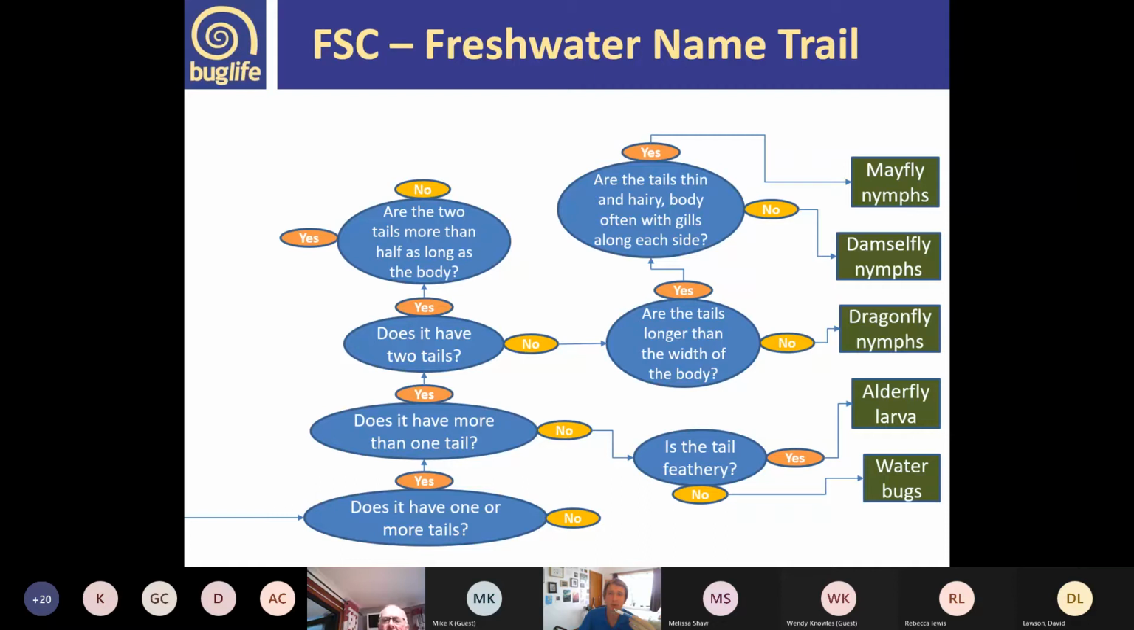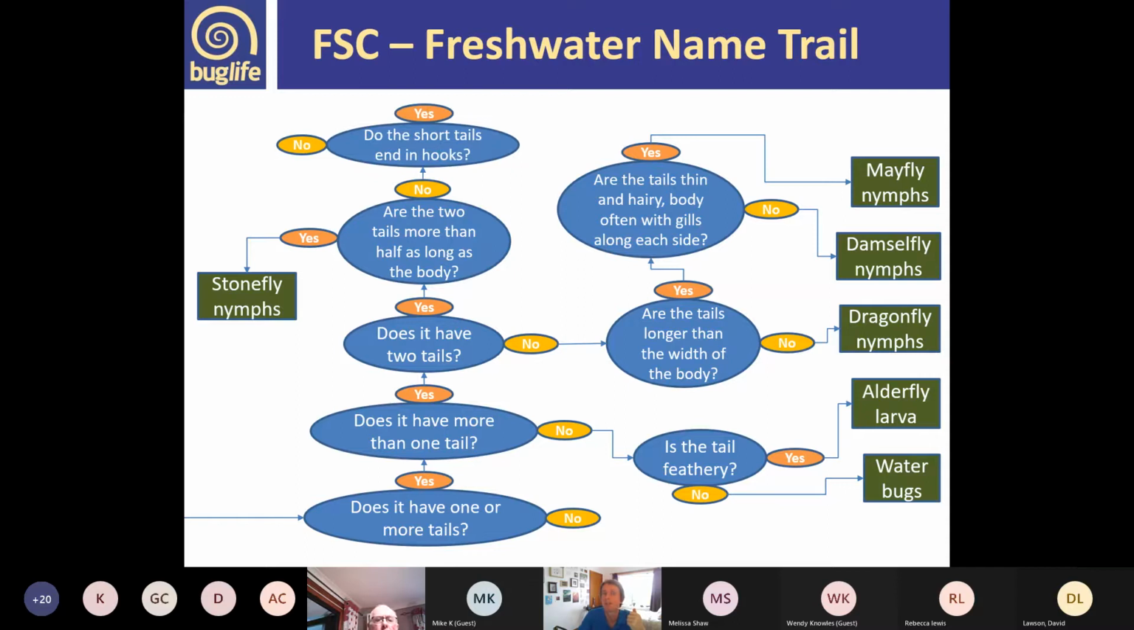Does it have two tails? If they do have two tails, are the tails more than half as long as the body? If that's yes, then they're stonefly nymphs. If it's no, do the short tails end in hooks? If they do, then they're caseless caddisfly larvae. If you think back to the cased caddisfly larvae, the caseless caddisfly larvae also fall in this category with the other insects. If no, then you've got beetle larvae.